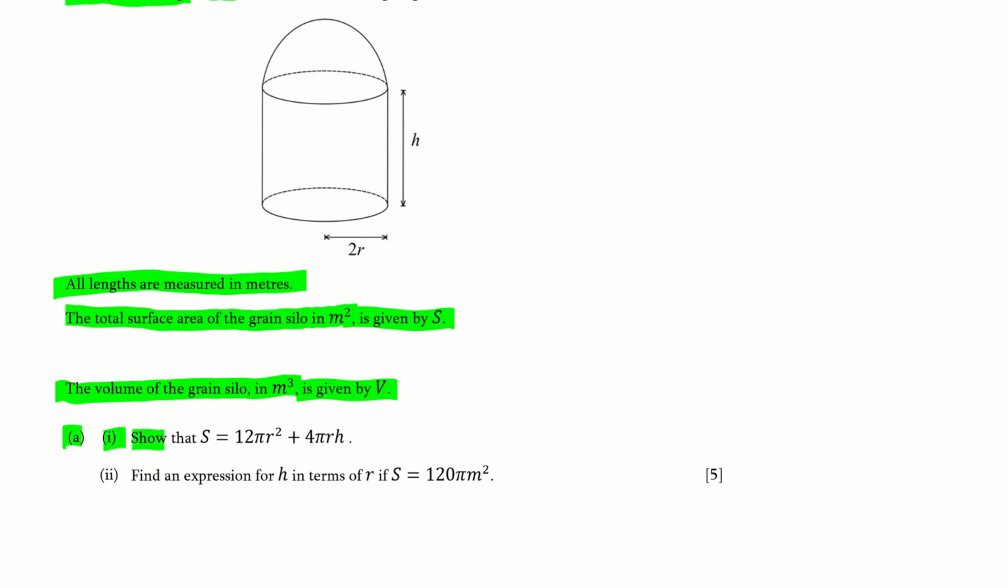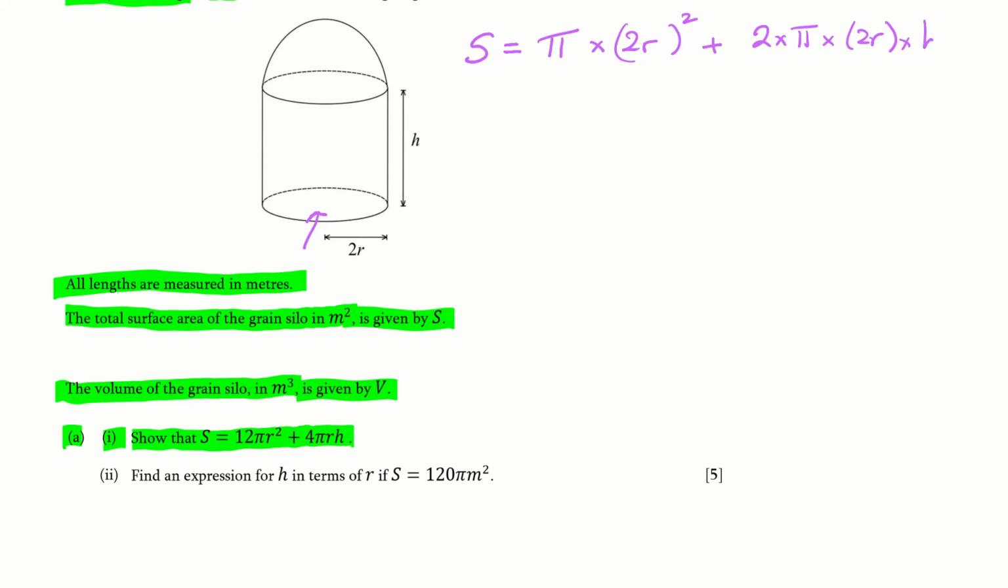In part A 1, we're asked to show that S is equal to 12 pi r squared plus 4 pi r h. So, the surface area is going to be pi times 2r squared. That's going to be for the bottom there. Then we have the curved surface of the cylinder, which will be 2 times pi times the radius, which in this case is 2r, times h, and then plus the hemisphere.